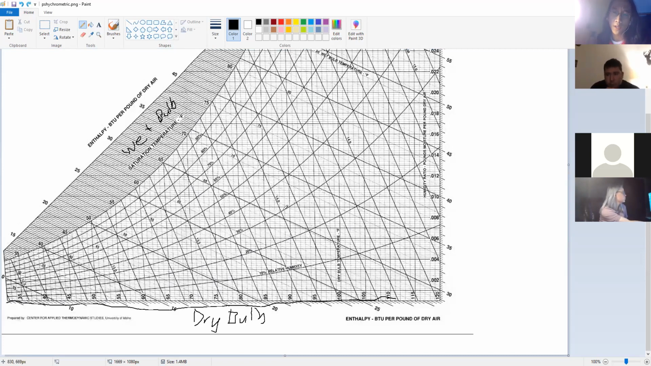So let's take an example. Let's say you have 90 degrees dry bulb temperature. It's the measurement you get on your thermometer. And let's say you have 40% relative humidity. 90, 40, right about there. You can see the 90, I just went straight up. And then the 40%, I just went across this exponential curve.